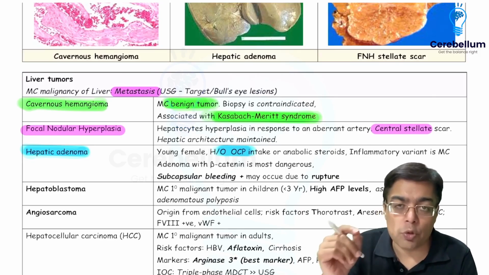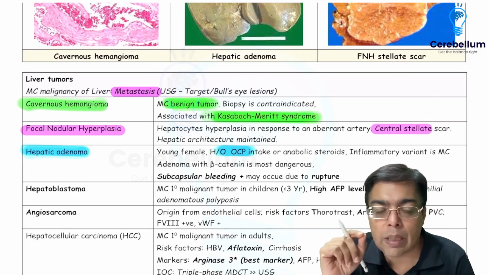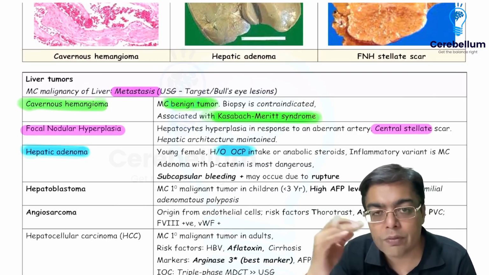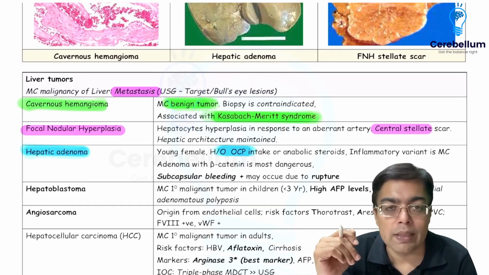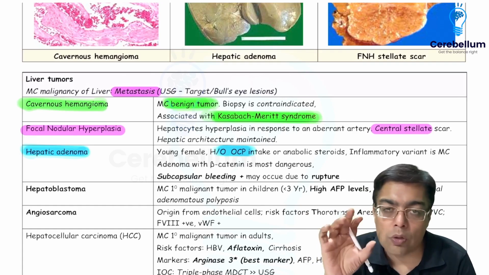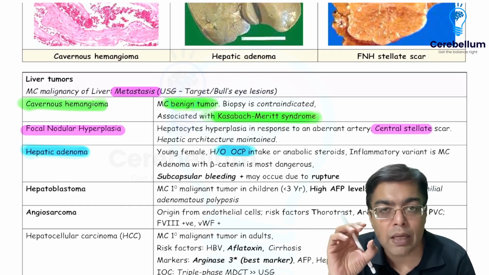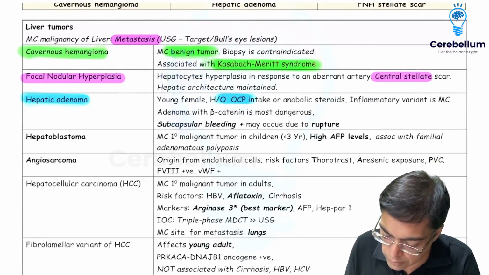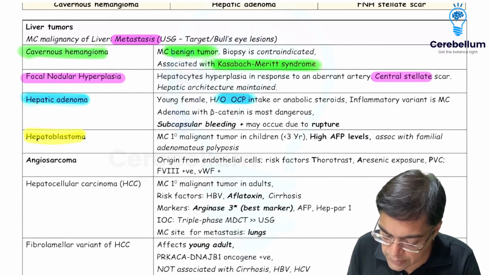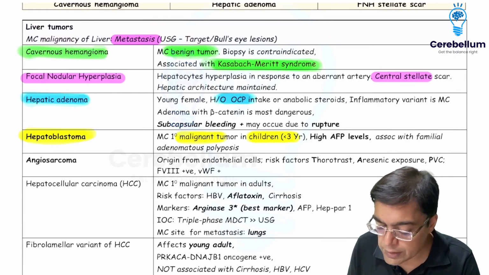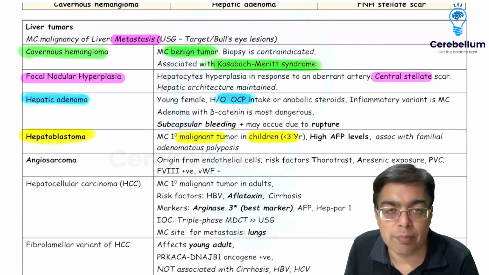Of course, at a genetic level, we have a subtype of hepatic adenoma which has a beta-catenin mutation, and that is the one with a risk of progression into a cancer in the future. Patients with hepatic adenoma can present with acute abdomen because of the tumor increasing in size and can have a subcapsular rupture. Hepatoblastoma is an example of a tumor where the word blastoma gives you a hint. It is seen in a child, and it is a malignant tumor with high AFP levels.